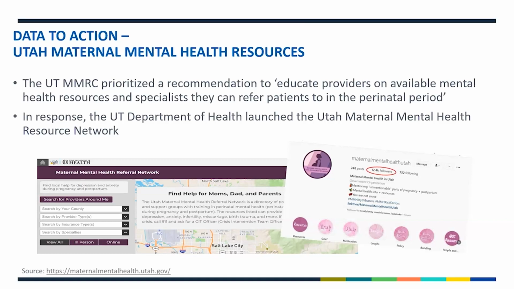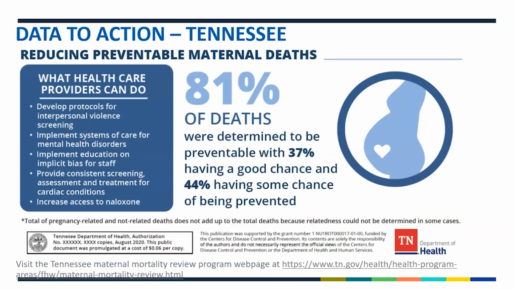And if you wouldn't mind advancing to slide 29, data to action in Tennessee. Here's an example from Tennessee of a nice infographic. I think they recognize that the 100-page report might be hard for some folks to digest. So they created this graphic that showed that overwhelmingly the deaths were preventable and made some specific recommendations for healthcare providers, such as providing consistent screening, assessment, and treatment for cardiac conditions, screening and protocols for interpersonal violence, and systems of care for mental health disorders, anti-racism training, and increasing access to naloxone.